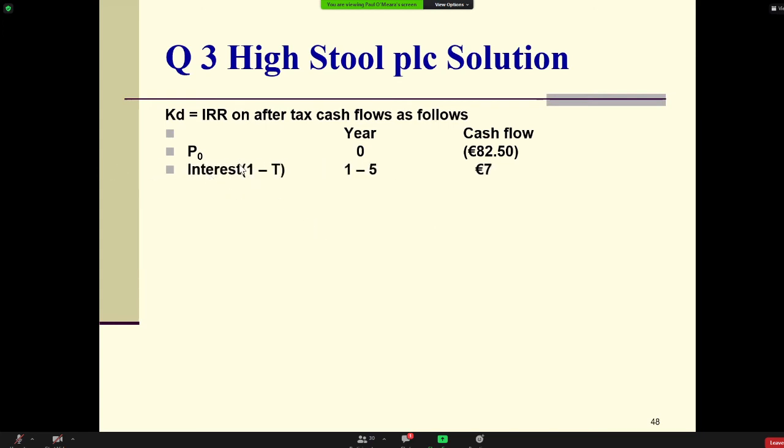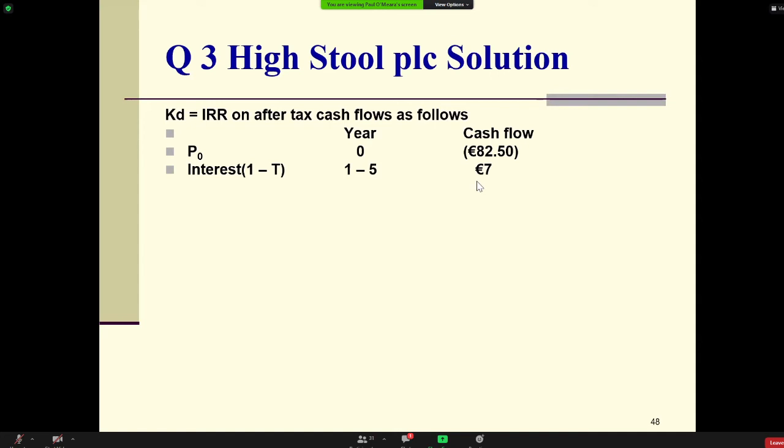But what you have to write down is the 8 euro multiplied by 1 minus the tax rate. So 8 euro is the physical amount of interest. 1 minus the tax rate is 1 minus 0.125. If you do the calculation of this, you'll end up with a score of 7 euro. So the cost of the interest after tax for years 1 to 5 is not 8 euro, but 7 euro. The interest is 8 by 1 minus t, which brings it down to 7. So that's the physical cost after tax from the company's point of view of paying interest on the debt.